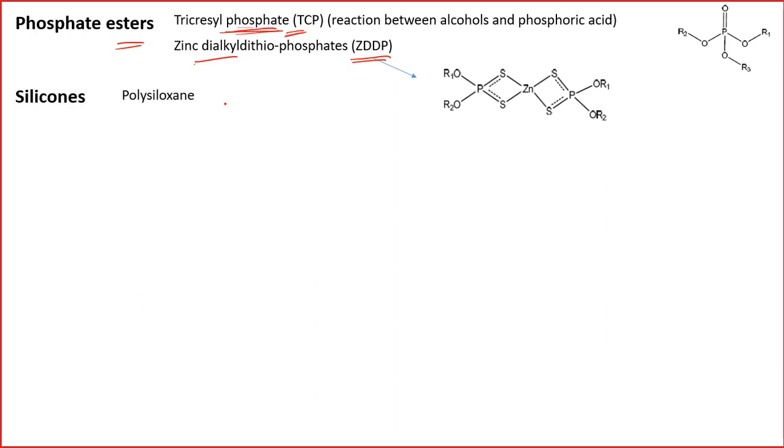Then silicones. Silicones are another class of liquids or materials which can be used as lubricants, and they are polysiloxanes, and they can be found in different viscosities. So for example, viscosity close to normal kinds of fuel oils like kerosene oil, or it can be very, very thick. So you can get silicone oil of any viscosity you like.